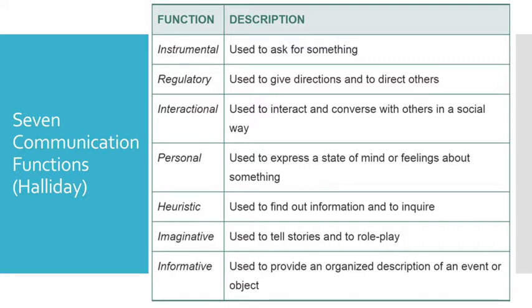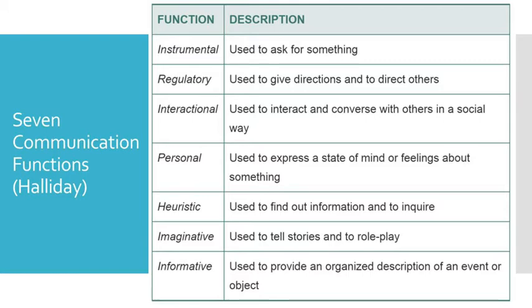Interactional function is used to interact and converse with others in a social way, which helps people to get along with others. I like your shoes can be an example. Personal function is used to express a state of mind or feelings about something. I feel cold is an example.